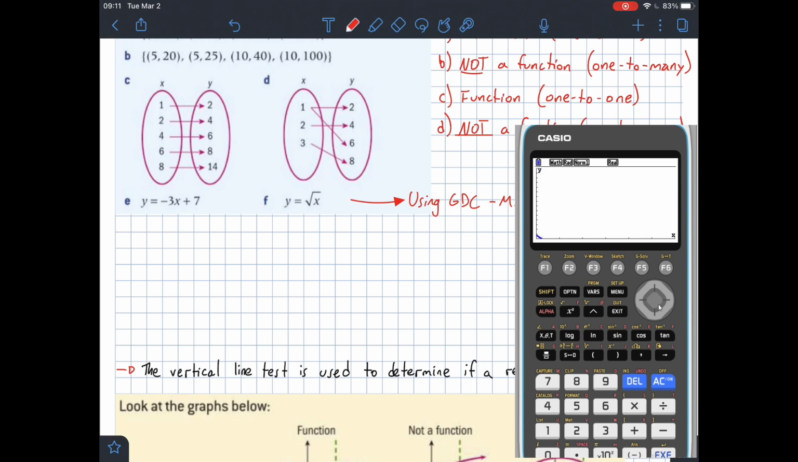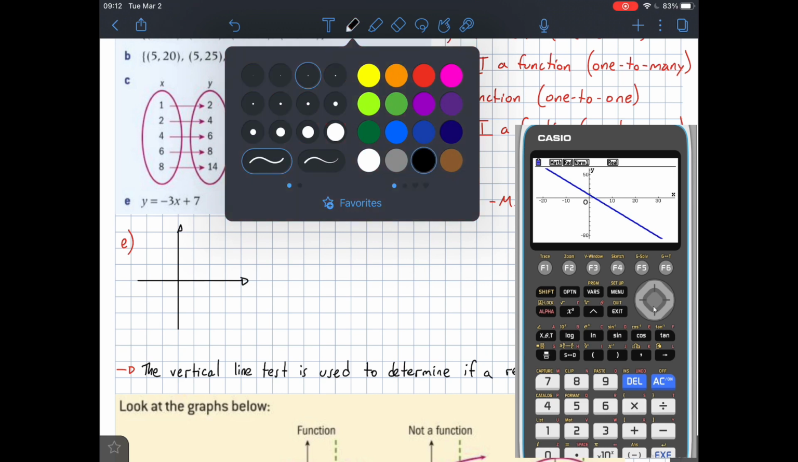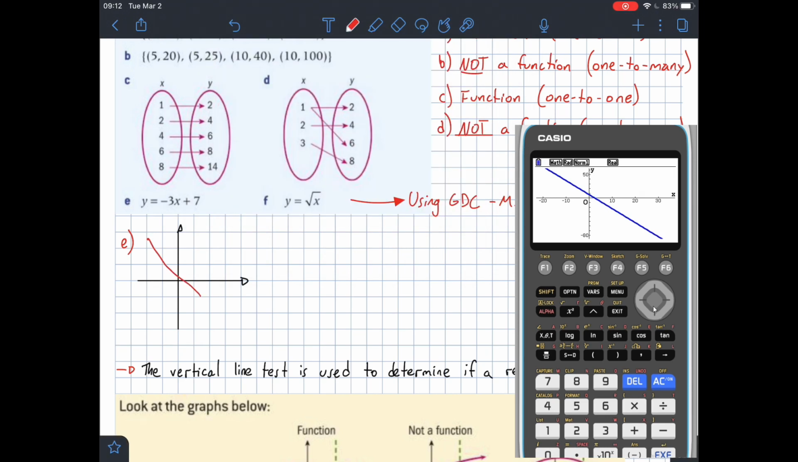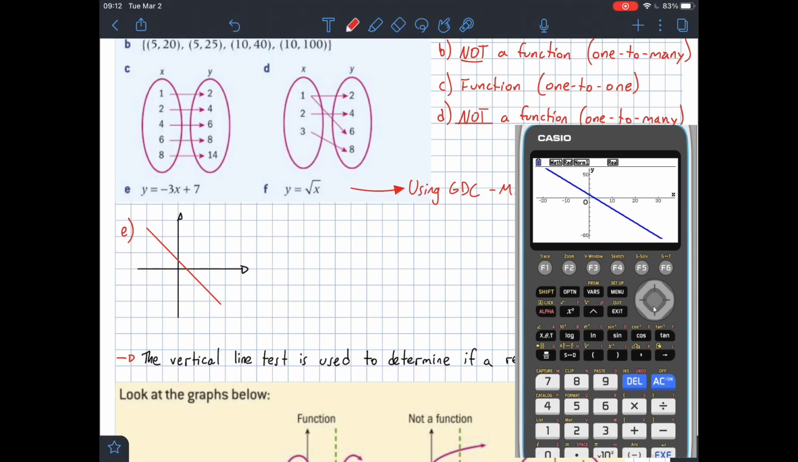I'm not able to see the function correctly here, so you can use your arrows in order to move, and you would see that this is the equation of a straight line, right? And this is definitely a function. So if we do a quick sketch of this function, we would have something like this. I'm just making a quick sketch here to avoid wasting too much time. So this is definitely a function. So let me write this.